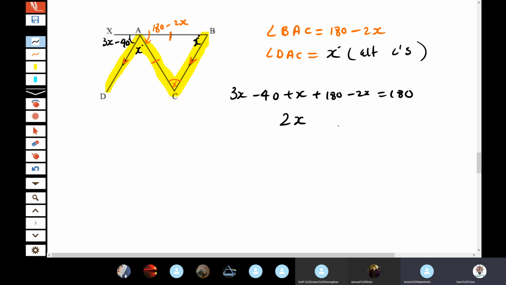2x equals 40. Yeah, fair enough. I'll give that to you. So you already took out the 180 and 180, and then you plus the 40. Good. Yeah. x equals? 20. Done.